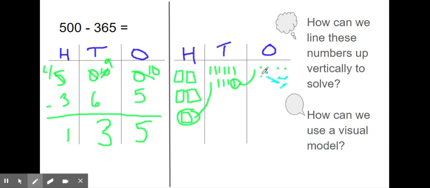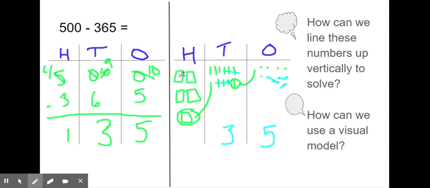So let's see how many ones I have left. 1, 2, 3, 4, 5. Okay, let's see how many tens I have left. 1. Well, I have to take away 6 tens, right? So we take away 6 tens. Take away 3, 4, 5, 6. So now I have 1, 2, 3 tens left.